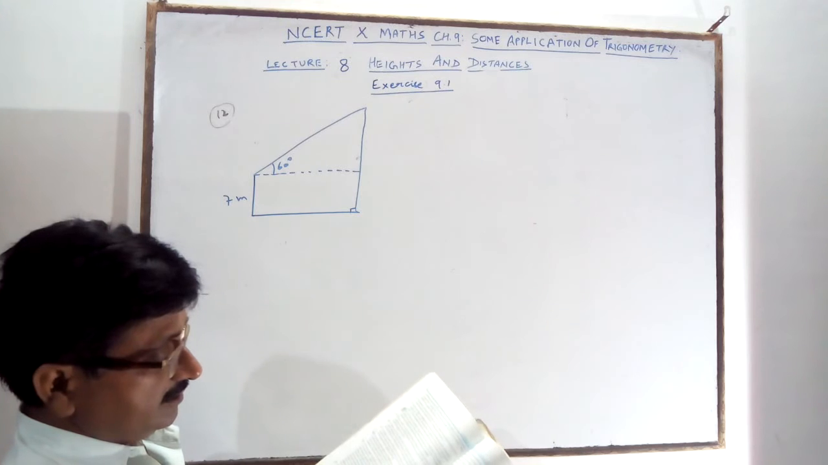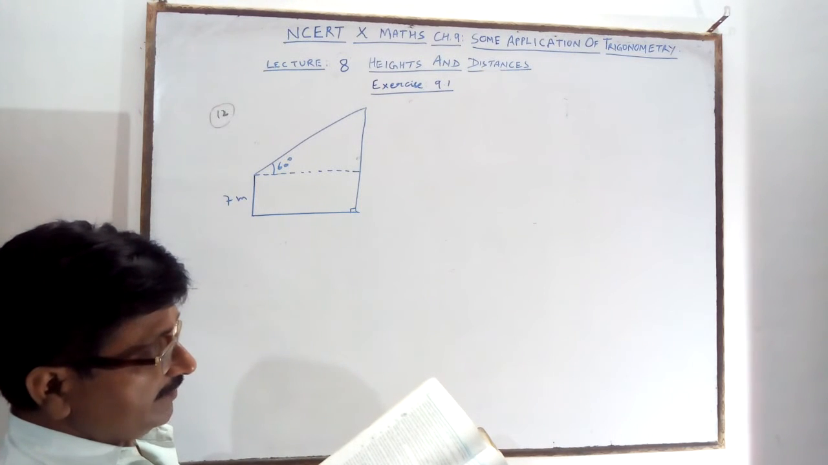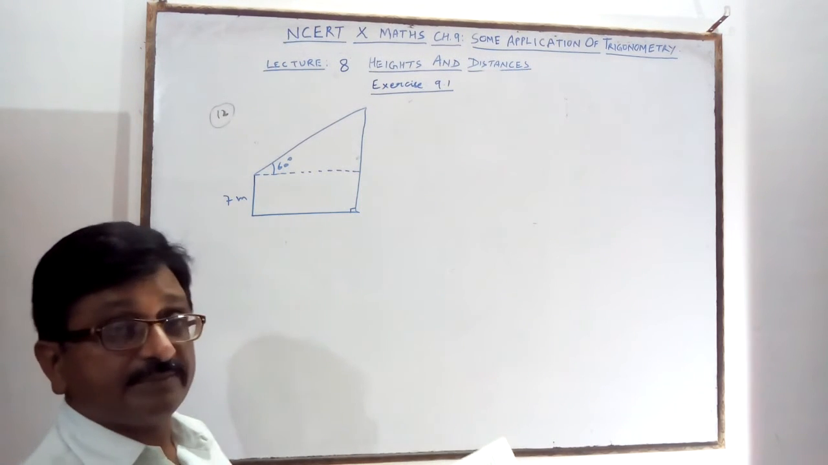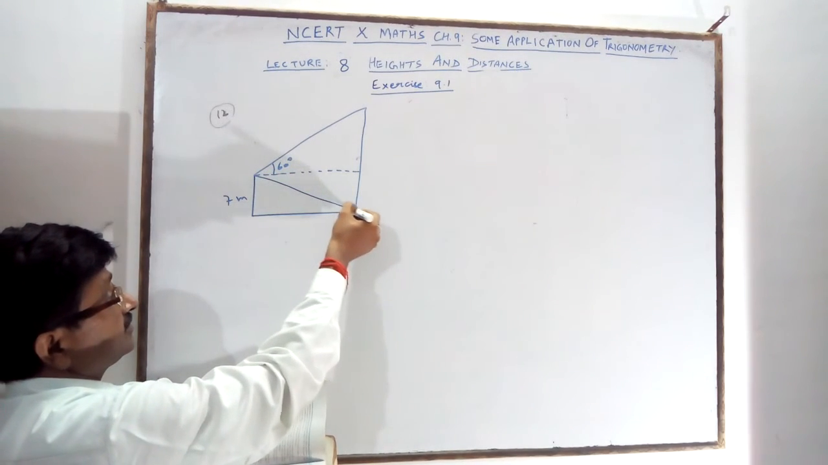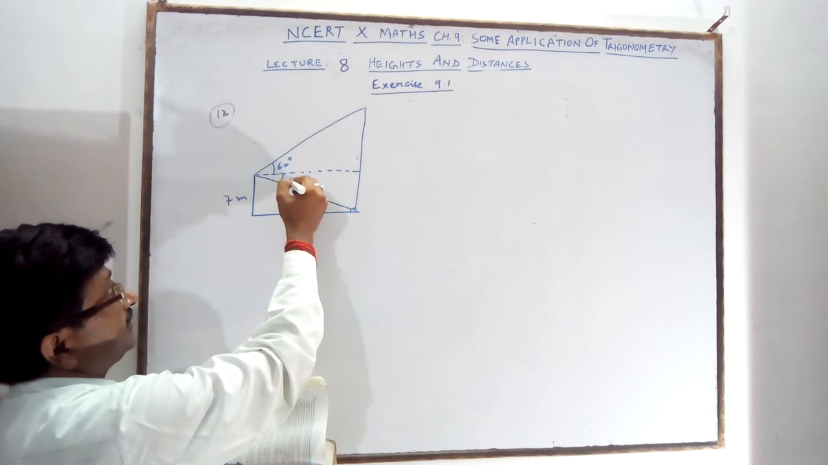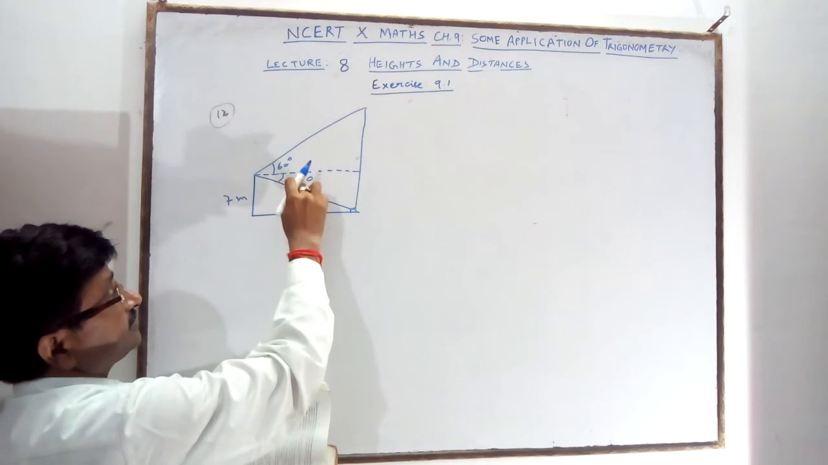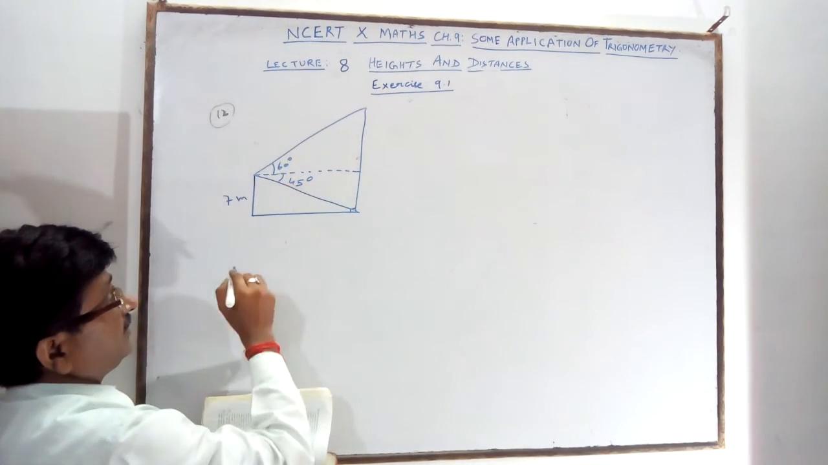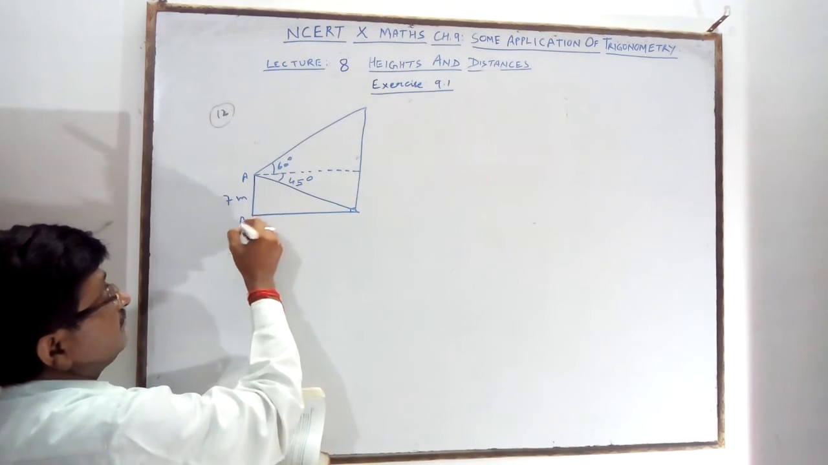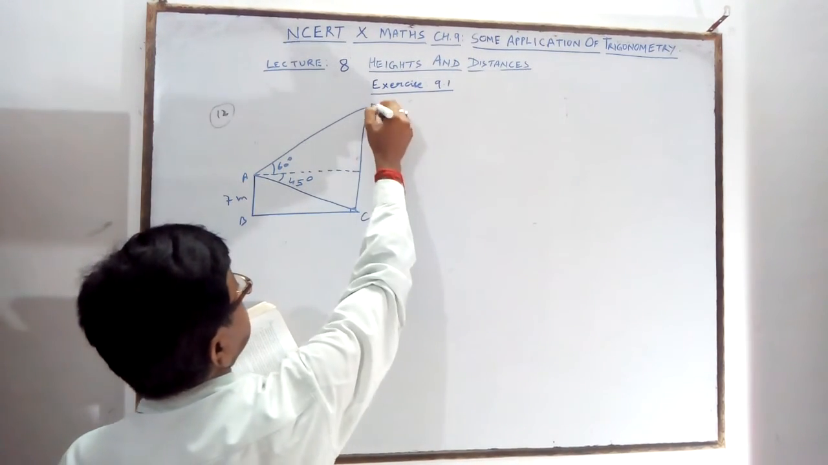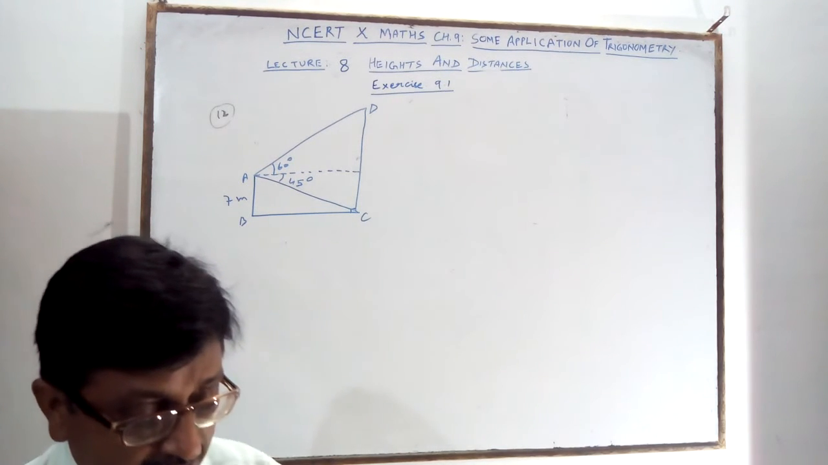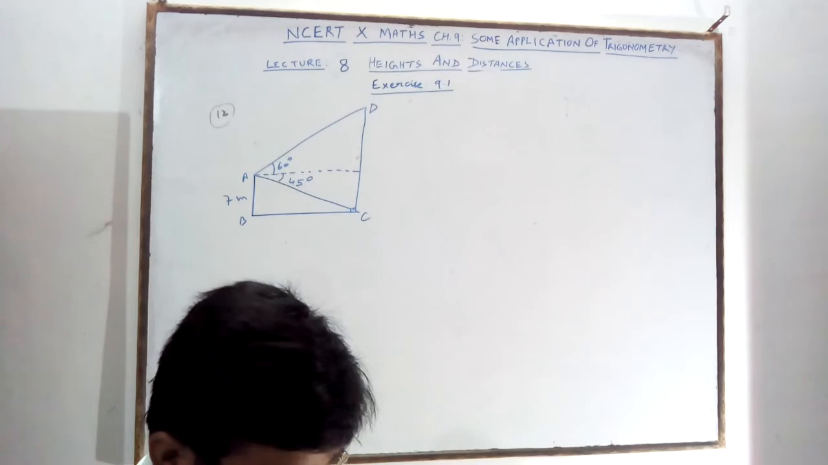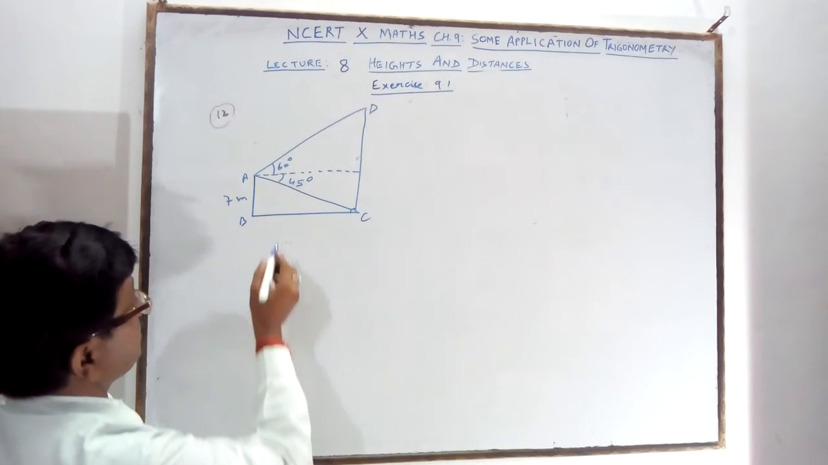And angle of depression of its foot is 45 degree. Angle of depression of its foot, foot means this, is 45 degree. It is given 45 degree. AB is a building and CD is a tower. Your question is determine the height of the tower. What you want? You want to find out the height of the tower.